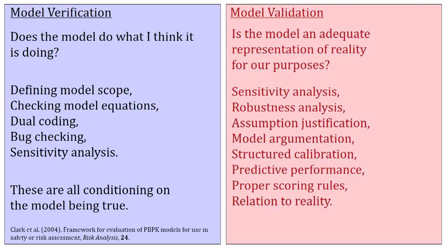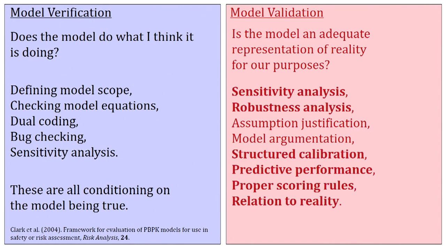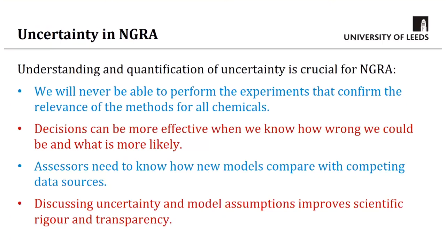I just want to finish off a little bit by talking about model verification. If we're doing models, we should be very careful to check that they're doing the actual things that we want them to do. This is quite different from model validation, which is about checking whether something is actually adequate for our purposes. There are many things we do, like sensitivity analysis, etc., and all of this is made better if we have a great appreciation of uncertainty. I've got some conclusions there, which I won't read through; they're going to be on the slides. Essentially, the main thing is that if we discuss uncertainty and are transparent about our assumptions, it's going to improve the scientific rigor.